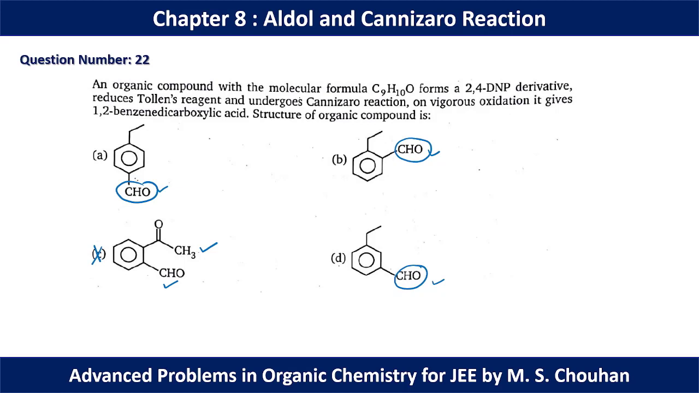Now on vigorous oxidation it gives 1,2-benzene dicarboxylic acid. The 1,2 position is very important for this question, because in this one if we oxidize we can have the 1,4 product, in this one we can have the 1,3 product, but in this case we can have the 1,2 product because these two positions are at adjacent positions. So for question number 22 option B should be the correct option.